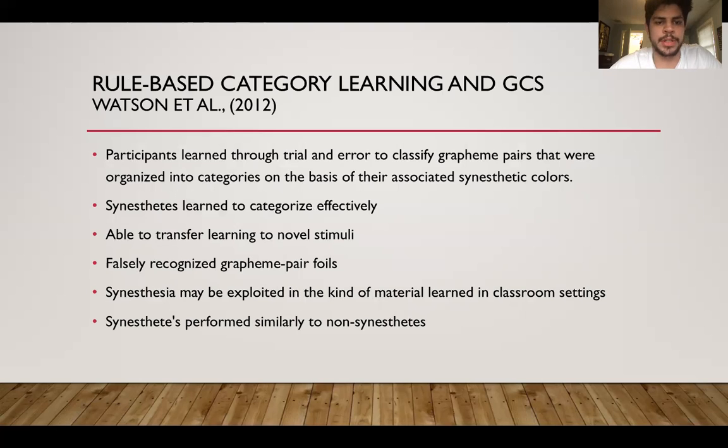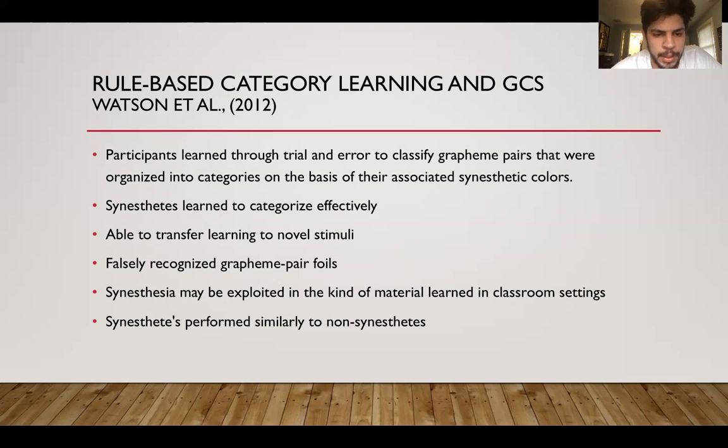The next study was rule-based category learning in GCS, and that was performed by Watson et al. in 2012. Participants learned through trial and error to classify different grapheme pairs that were categorized on the basis of the synesthetic associations with color. So they learned to categorize these more efficiently. They were able to transfer this learning to new stimuli. They also falsely recognized grapheme pair-like foils.